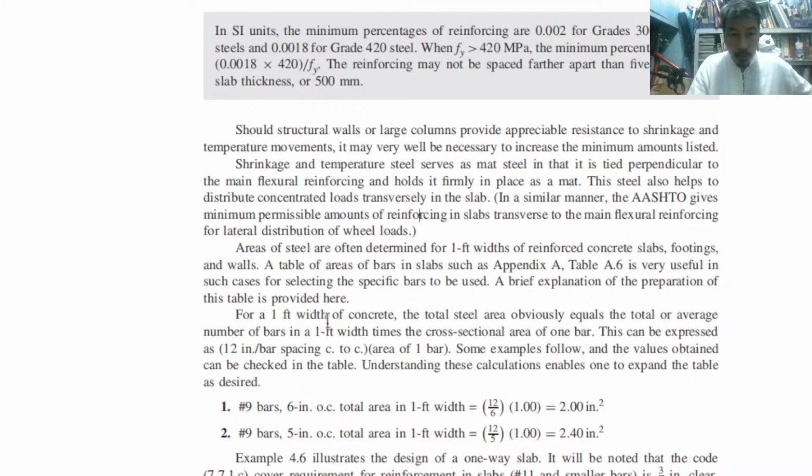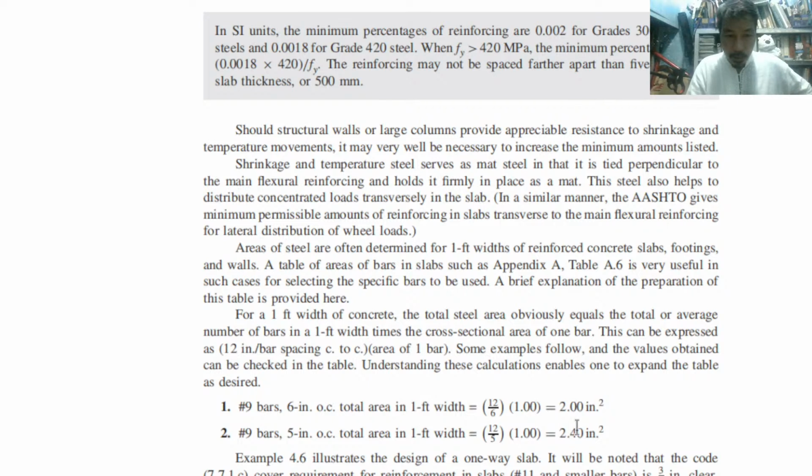For a 1 foot width of concrete, the total steel area obviously equals the total or average number of bars in a 1 foot width times the cross-sectional area of 1 bar. This can be expressed as 12 inches per bar spacing, center to center.